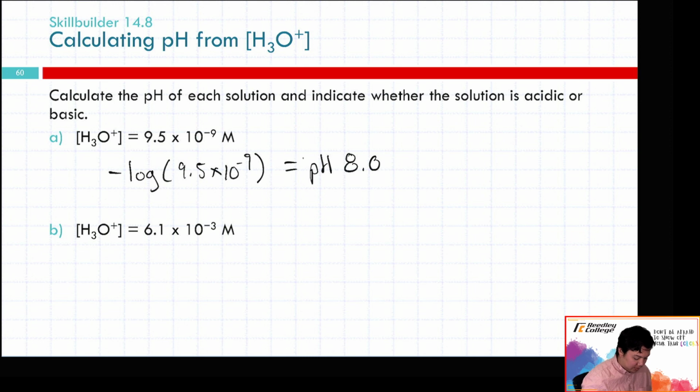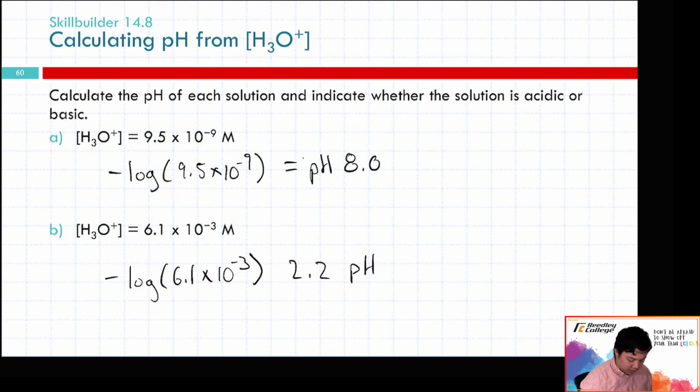So we only have two decimal places. And again, this is just the same thing, negative log of 6.1 times 10 to the negative 3. 6.1 e to the negative 3. And we're going to get 2.21 as our pH. I'm sorry, 2.2.